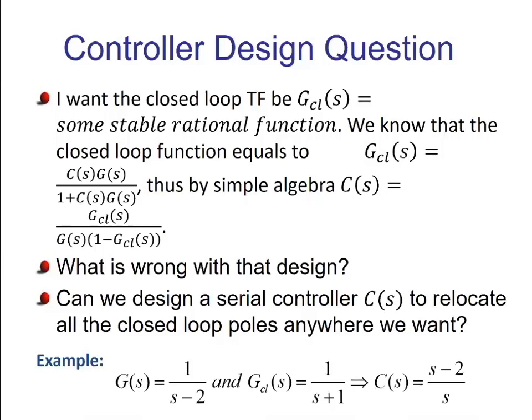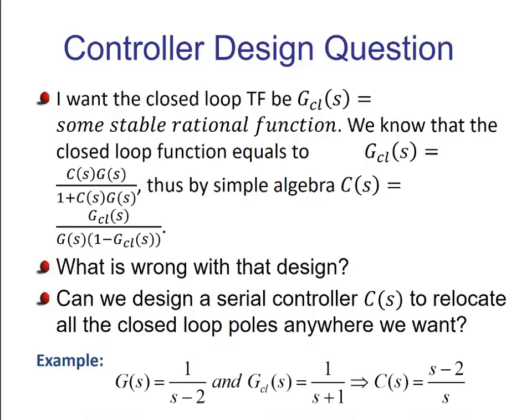So what will your controller be in that case, based on that formula? Your controller will be s minus 2 divided by s, and this system is proper. So realize you can actually build it. It's 1 minus 2 divided by s, so it's a constant gain minus an integrator gain. This is the controller, right? So what's wrong with the controller?